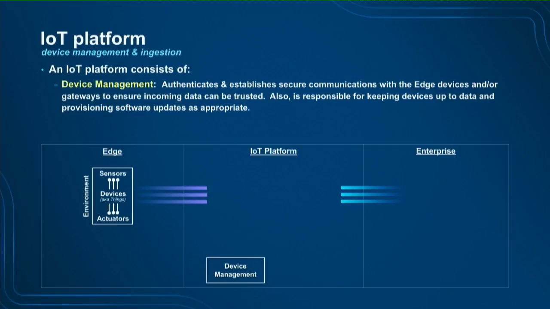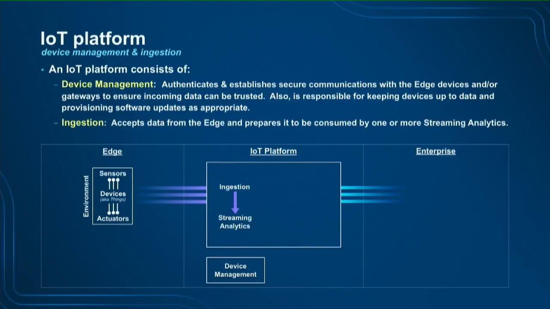And so an IoT platform is responsible for providing device management, where we can put security certificates on the device and on the IoT platform, so that we can trust each other. But it also is responsible for keeping devices up to date, provisioning their software updates as appropriate, and managing those devices out in the field.